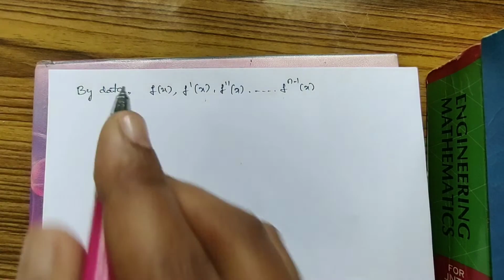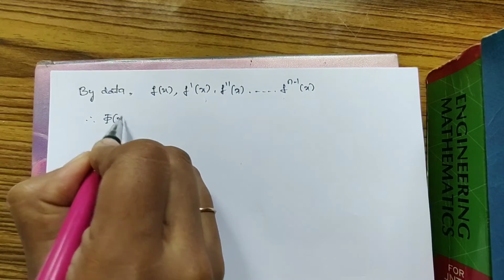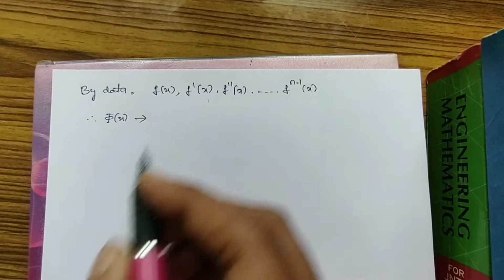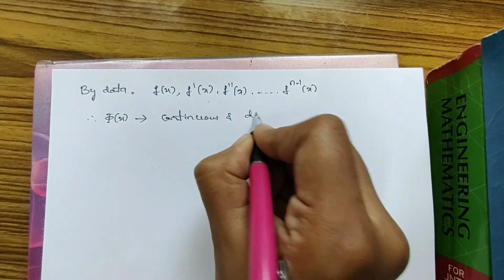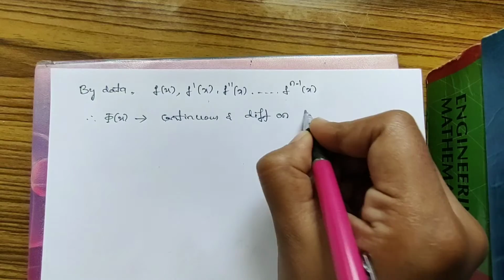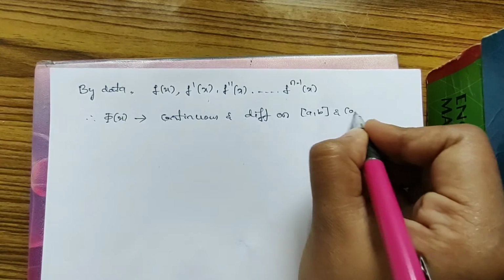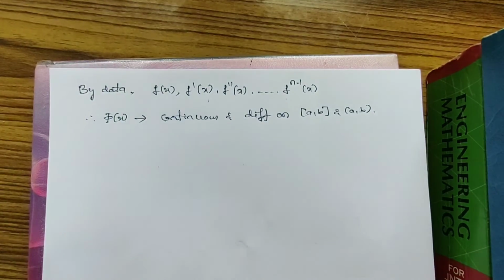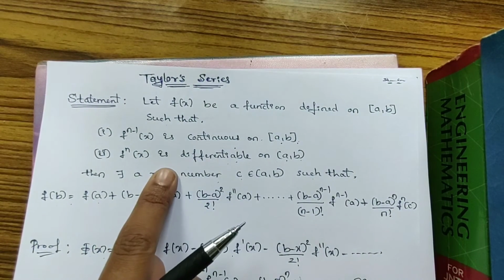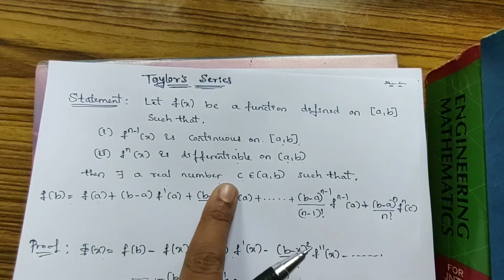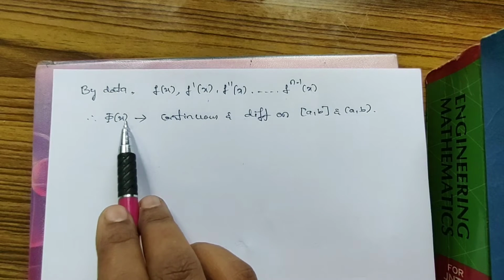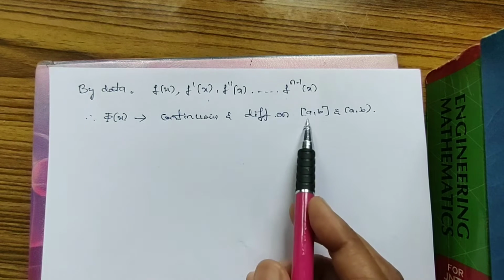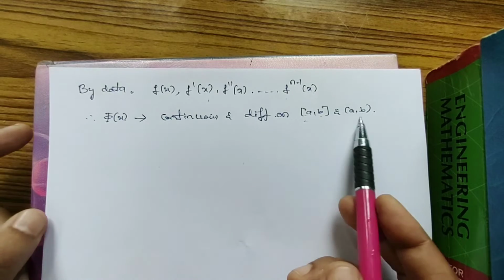Therefore, pi of x is also continuous and differentiable on the closed interval a comma b and open interval a comma b respectively. Here I will take the statement once again. If these two conditions are satisfied, then there exists a real number c that belongs to the open interval a comma b. Here our pi of x is also continuous on the closed interval a comma b and differentiable on the open interval a comma b.